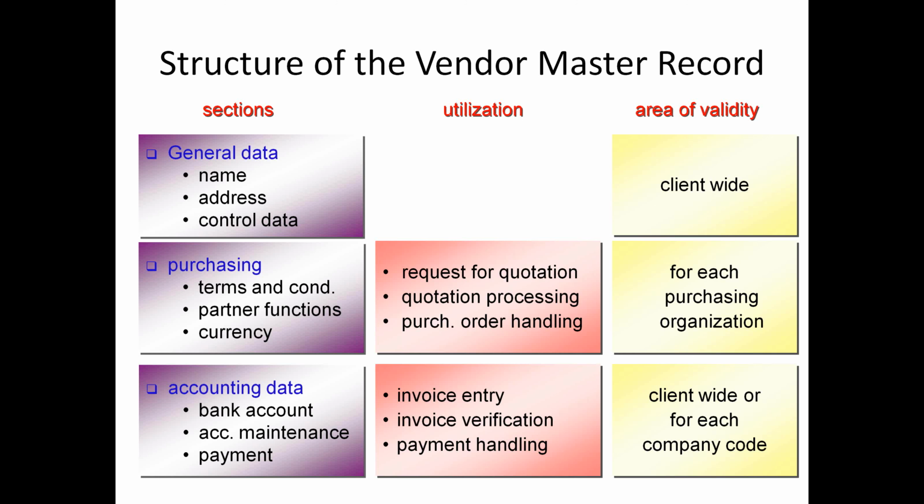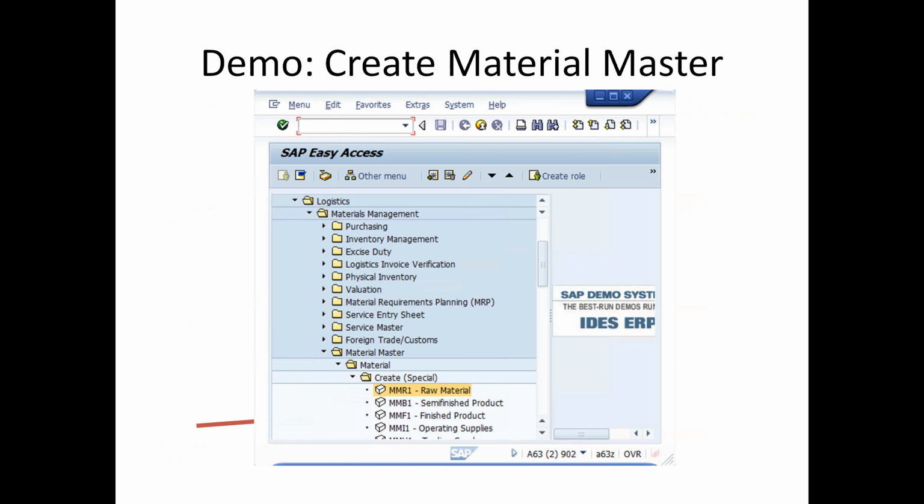In case of accounting data, we need it so that we can do invoice entry. That helps you in doing the invoice entry of a vendor. It also helps you in doing invoice verification. And it also helps you in payment handling, because whenever you're doing invoice verification or any kind of payment handling, the accounting data supports that. So it's nothing but master data. Then, this is how to create a material in SAP.